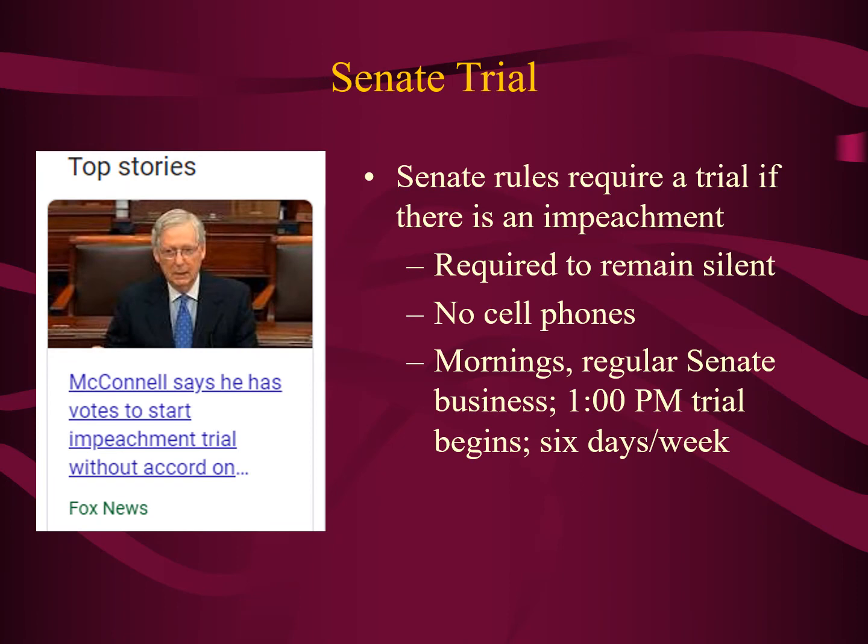On the left, we see an image of Mitch McConnell, who was the leader of the Senate when President Trump had his impeachment trial. Senate rules do require that if a president has been impeached, then there must be a trial. It's kind of interesting, though, because senators are required to remain silent throughout the entire trial. For example, they're not allowed to have their cell phones. During the mornings, the Senate would conduct its regular business. But then, beginning at 1 o'clock, that's when the trial would begin. And if necessary, it would go 6 days a week.